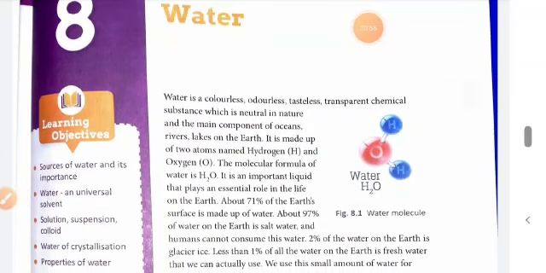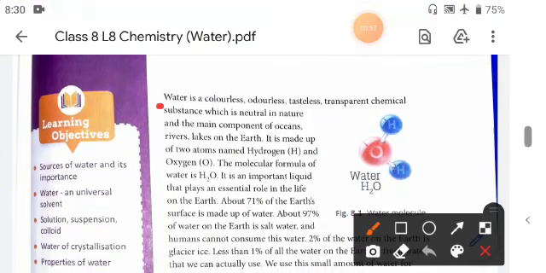You know that water is a colorless, odorless, tasteless, transparent chemical substance. That means water has neither any odor, nor any taste, nor any color, and it is transparent in nature. Okay, it is neutral in nature. Water is neutral in nature.